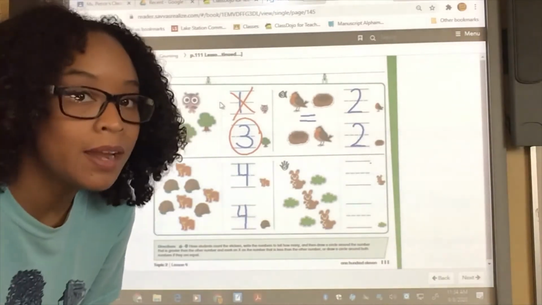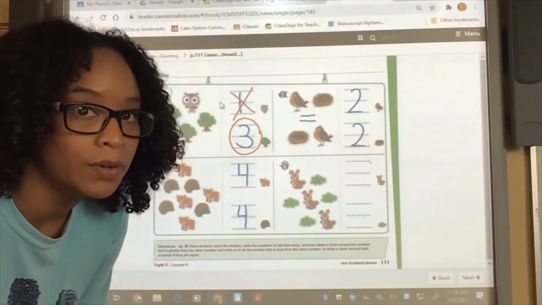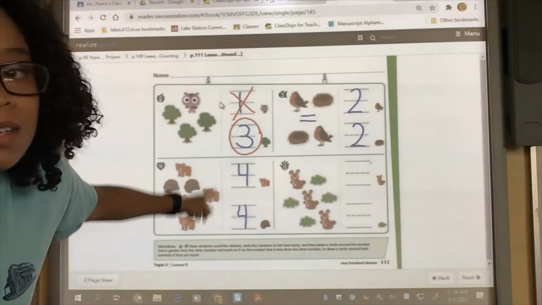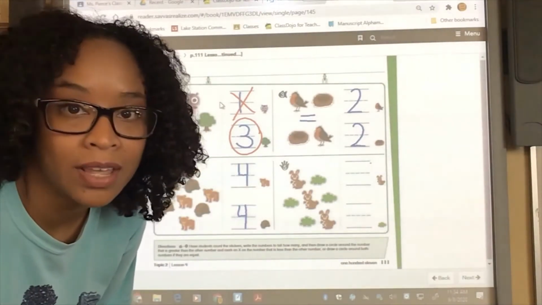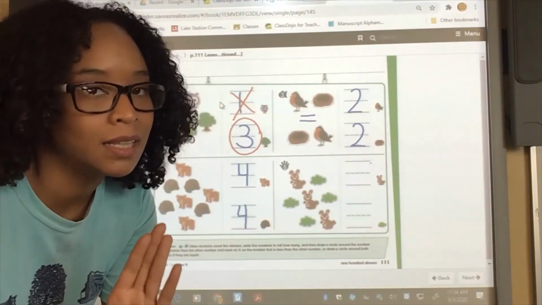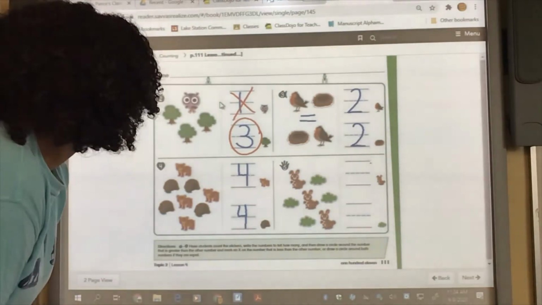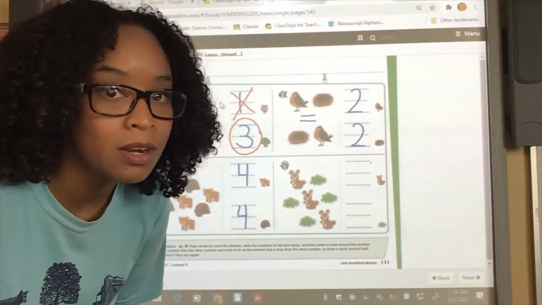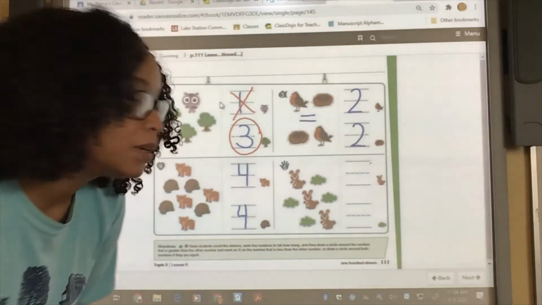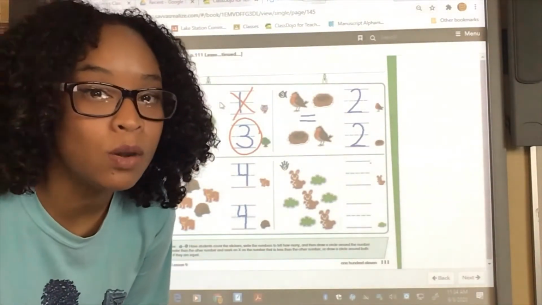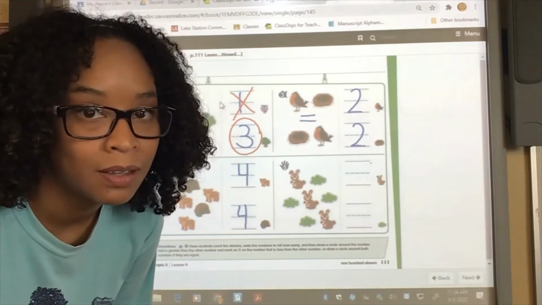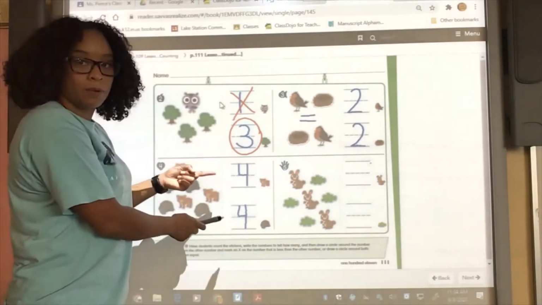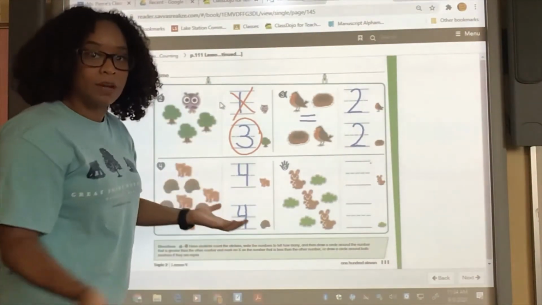Okay, let's compare these 2 groups and these 2 numbers. Do we have a number that is less than or greater than? Wait, first, do we have a number that is less? Nope. Do we have a number that is greater or bigger? Nope. Do we have some numbers that are equal or the same? Yeah, they're both the number 4.